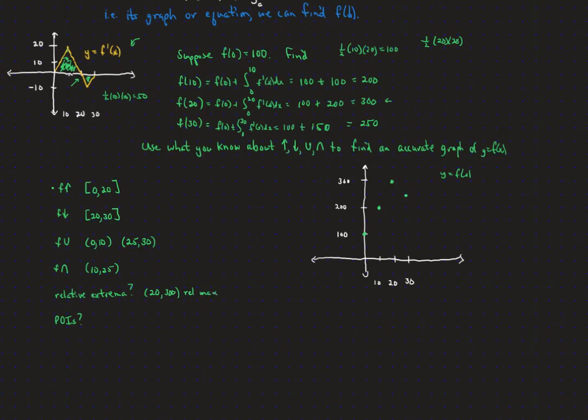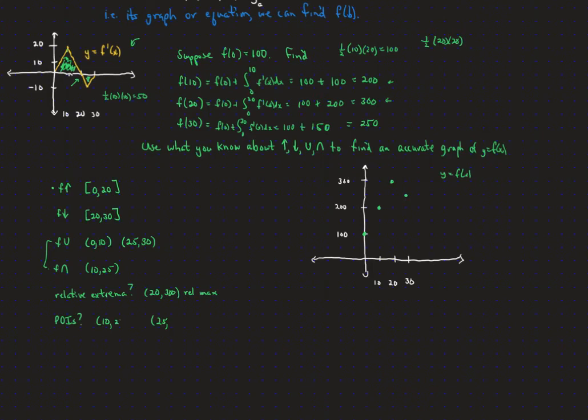We get inflection points when the second derivative changes sign, and we can see from our work here that's going to be at 10, where it's going to change from concave up to concave down, and again at 25, where it changes from concave down back to concave up. We know the coordinates of those points from the work we did earlier.